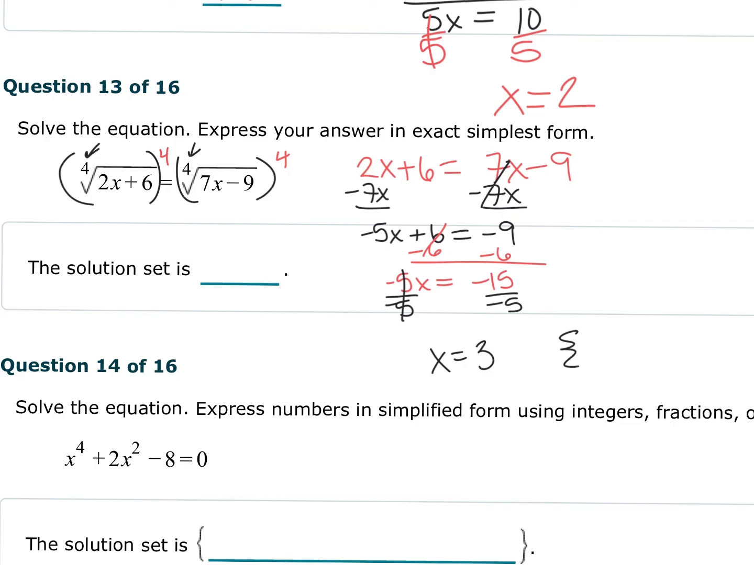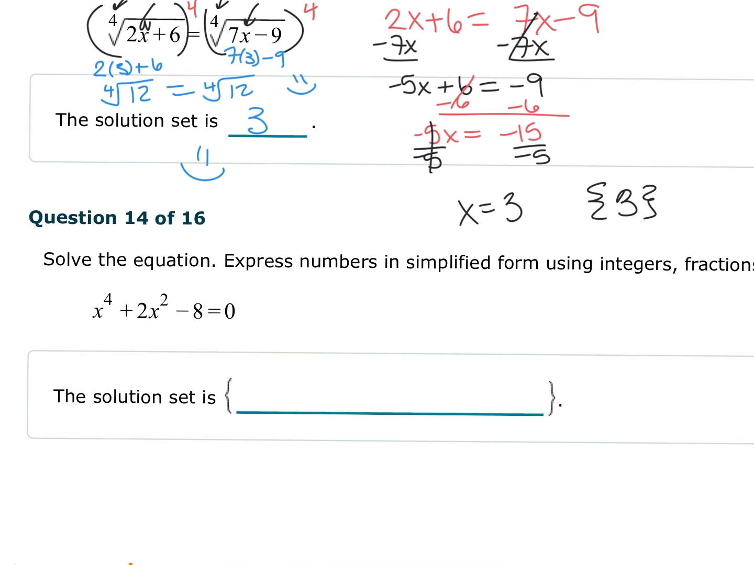This is an even power that we raised it to. So we're going to want to definitely check our answer and make sure it's not extraneous. I can kind of already see that it's not going to be, but I'm going to go ahead and plug it in just to show you. So this would be 2 times 3 plus 6, which would be 12. So on the left side, we'll have the 4th root of 12. And then 7 times 3 minus 9 is 21 minus 9, which is 12. So you can see that they are equal, and so our solution is viable and good. And so anytime we raise it to an even power, we're always going to want to check our solutions.